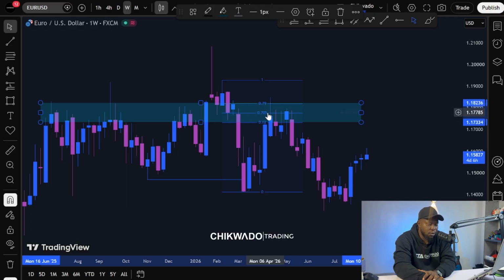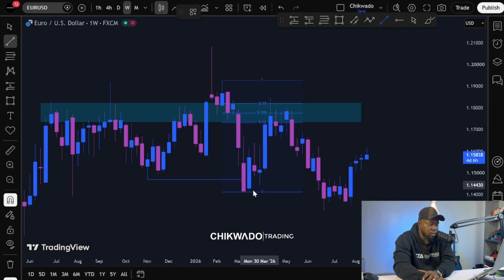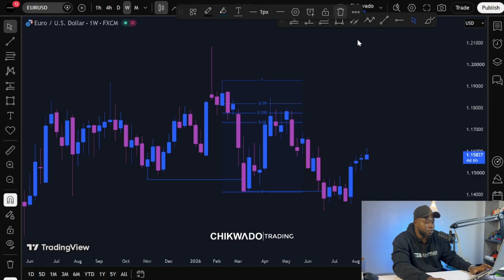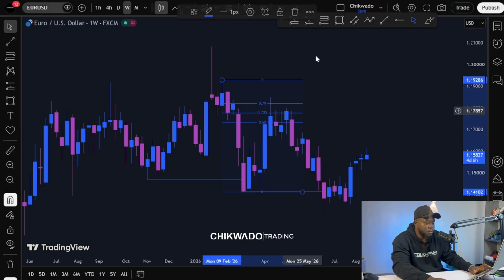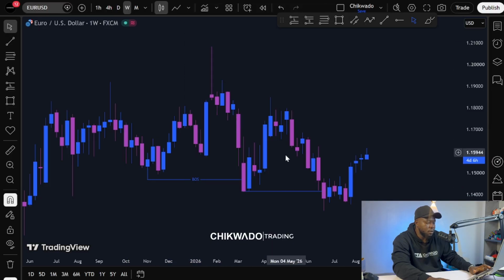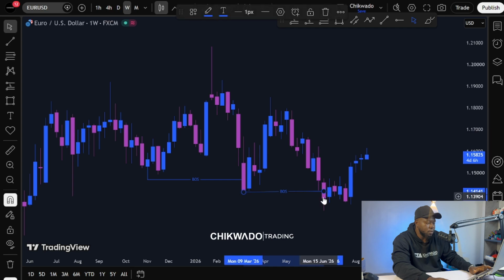And then from there on the weekly time frame, what happened? The market sold off. And when we sold off, we got to this low and had another break in market structure right here. Now, we have broken market structure to the downside. We label that break of structure. Then we get down here, and we also label this break of structure.